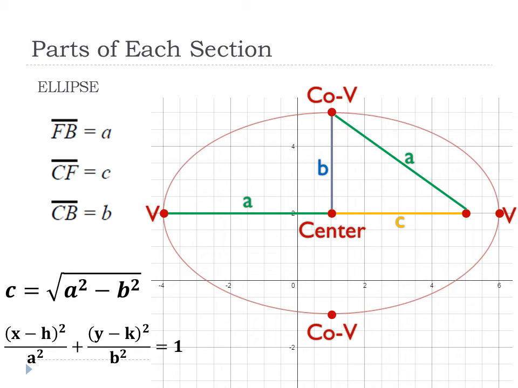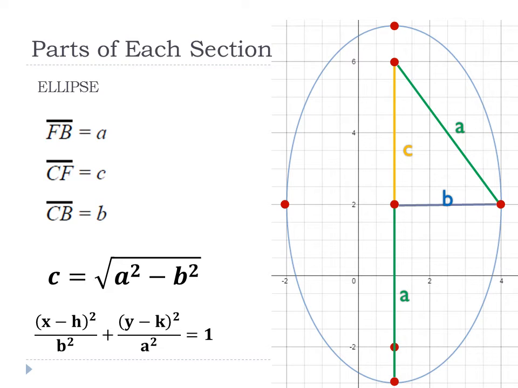So C, where do you find C from? Well, if you take the Pythagoras theorem, you're going to find that C is equal to the square root of A squared minus B squared, okay? So with that, you can find all the distances, points, and whatnot that you need for this conic section or ellipse.